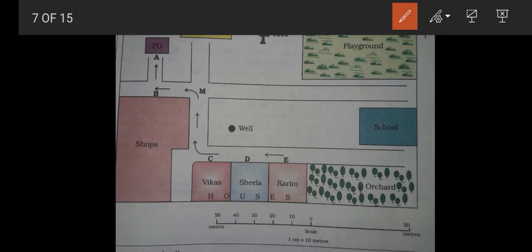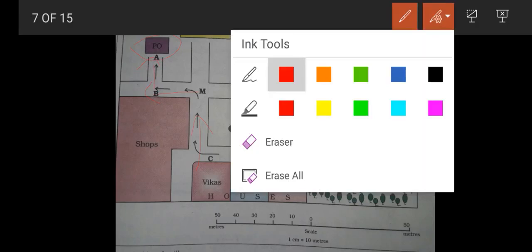So, if I want to go from Vikash home, this is Vikash home, for example, this is given in your book, to PO, PO means post office, which are the directions I should follow? First I want to follow up. Up means north. Then I want to follow left. Left means west. Then again I want to follow up. Up means north. Like that, you can give more examples from this diagram.